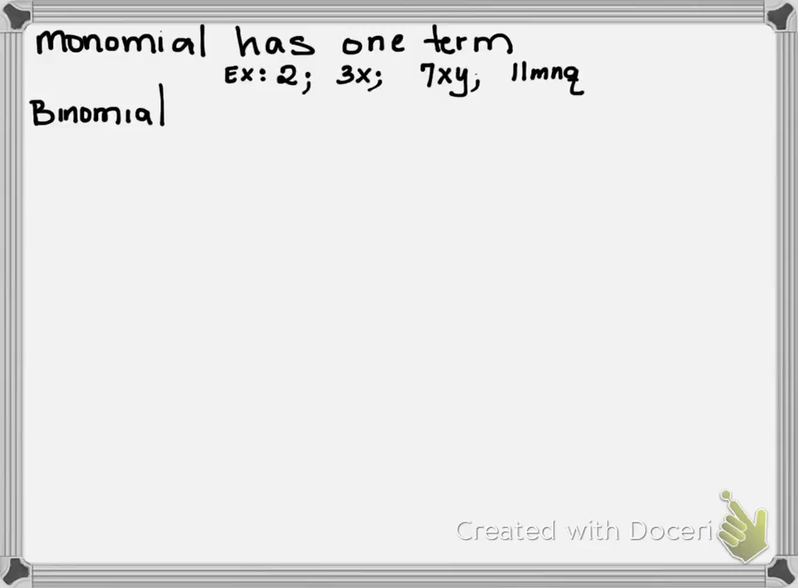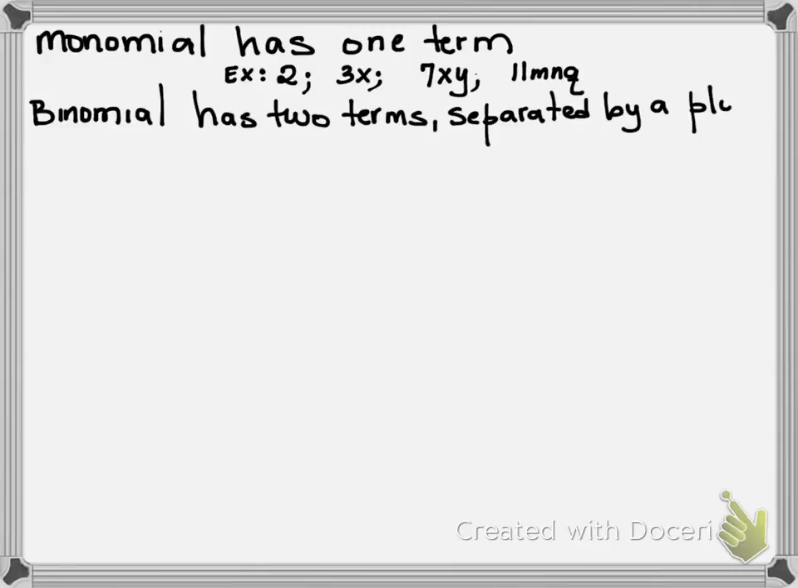A binomial. Bi has two. Now, think of it as an expression that has only one sign. It's either a plus or minus sign that separates the terms. But keep in mind, the first term may have a negative sign, but it's not a sign that is separating the terms. Think of it, if you have one sign separating the two terms, that is a binomial.